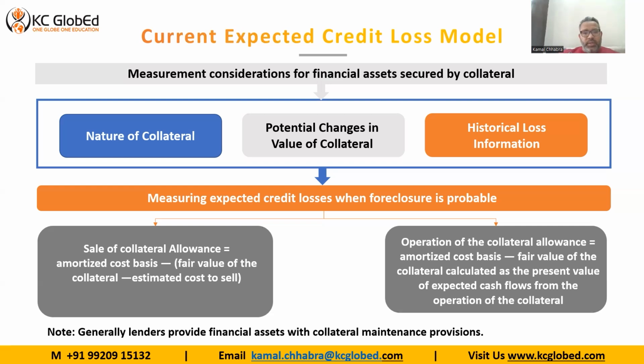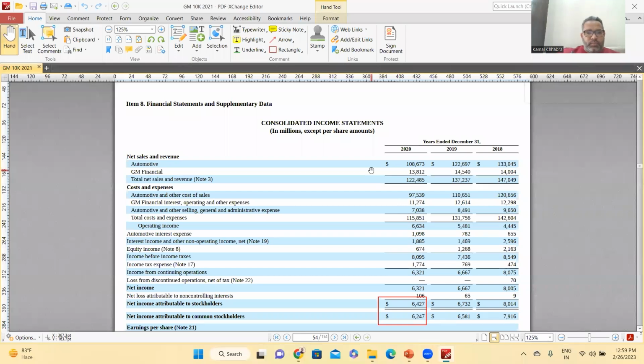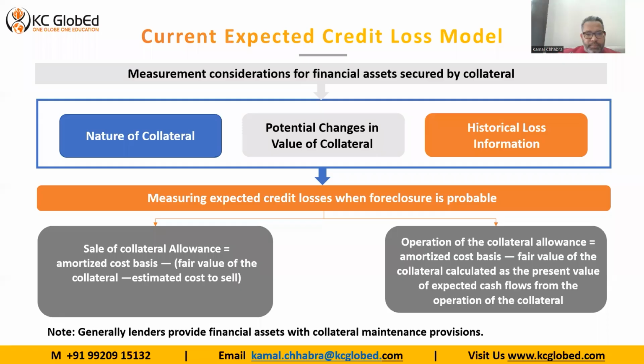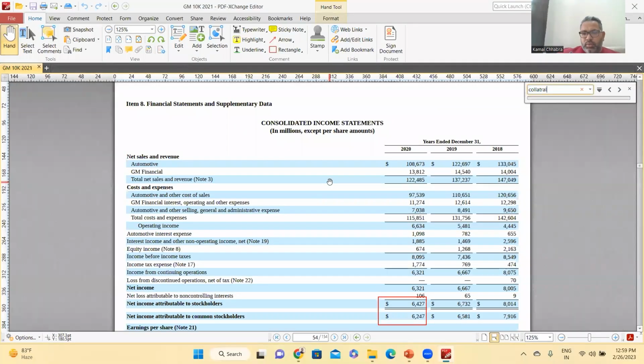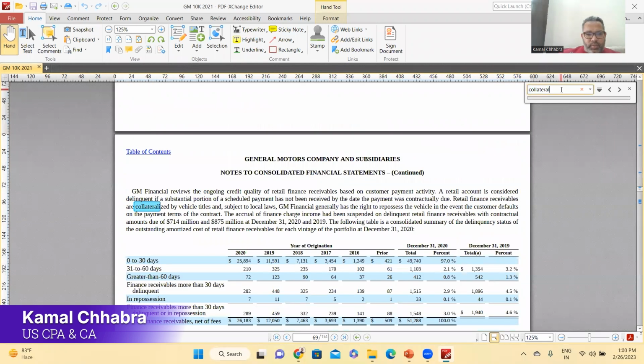So if you see here also in the GM financial statement, I think I'm writing a spelling mistake. Collateral, right? So if you see here, cash and cash equivalent and restricted cash. So how much collateral they have given, that is something they need to disclose.